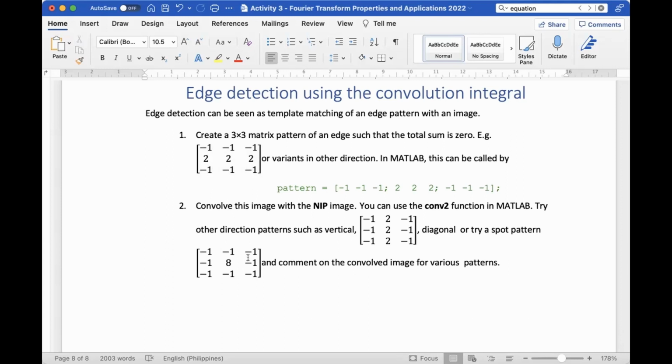Now, convolve this image with the NIP image. You can use conv2. If hinukay mo yung conv2, essentially it uses FFT. Pag inopen mo itong conv2. So anyway, the shortcut is conv2. It does convolution using FFT. Try the other direction patterns such as vertical, diagonal, or even try a spot pattern like this and comment on the convolved image for various patterns applied to NIP.